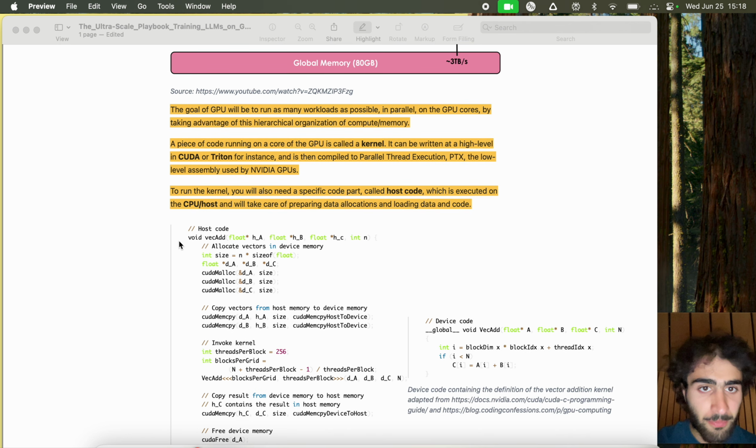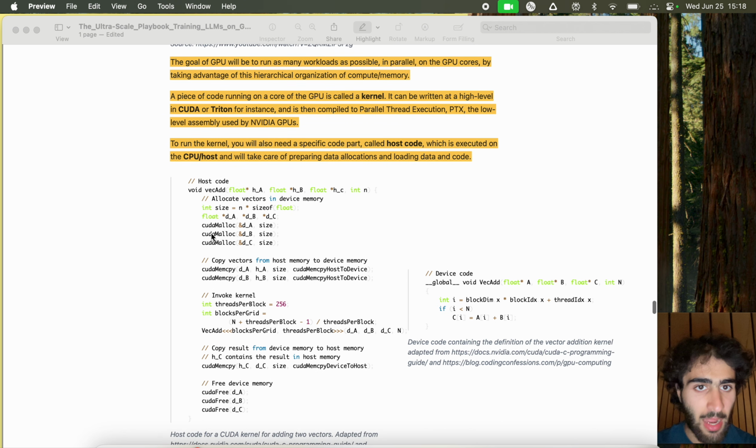And once you have a kernel, you need a specific part of code called host code right here, which is run on the CPU. I don't know what else you would have other than the CPU to host the code. And it takes care of preparing data allocations and loading data onto code. And then you have the other section, which is the device code run on the GPU itself.